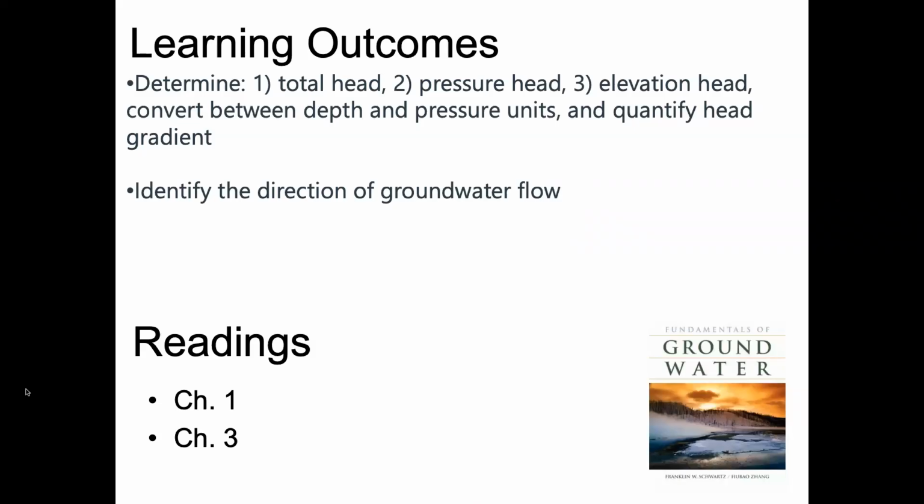So today we're going to focus on two really key and fundamental factors in hydrogeology. The first one is determining what is called total head, and total head is a sum of pressure head and elevation head. We're going to want to be able to convert between units of depth and units of pressure and be able to quantify the hydraulic gradients. And then we're also going to identify the direction of groundwater flow. So that's our general key goal for today.